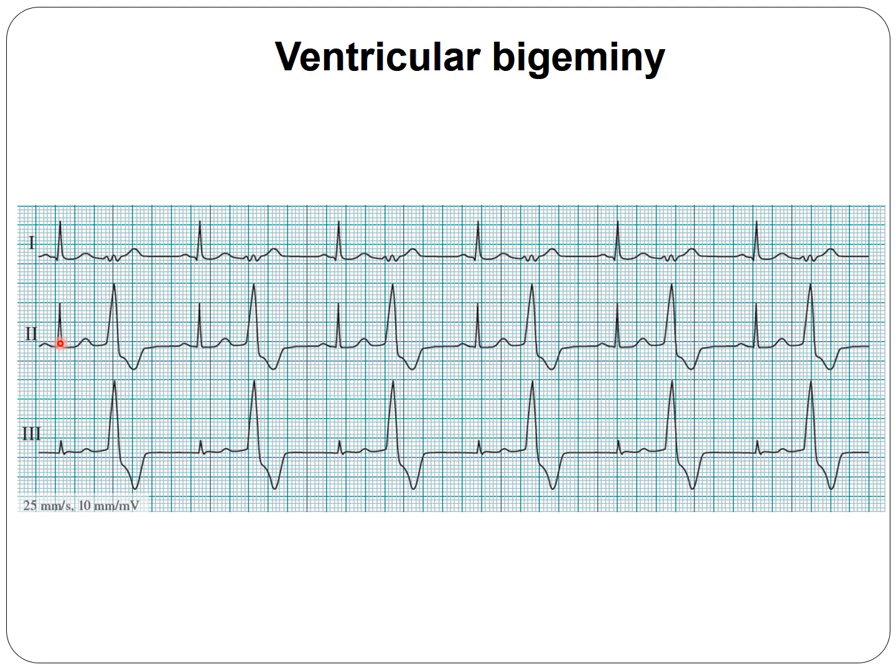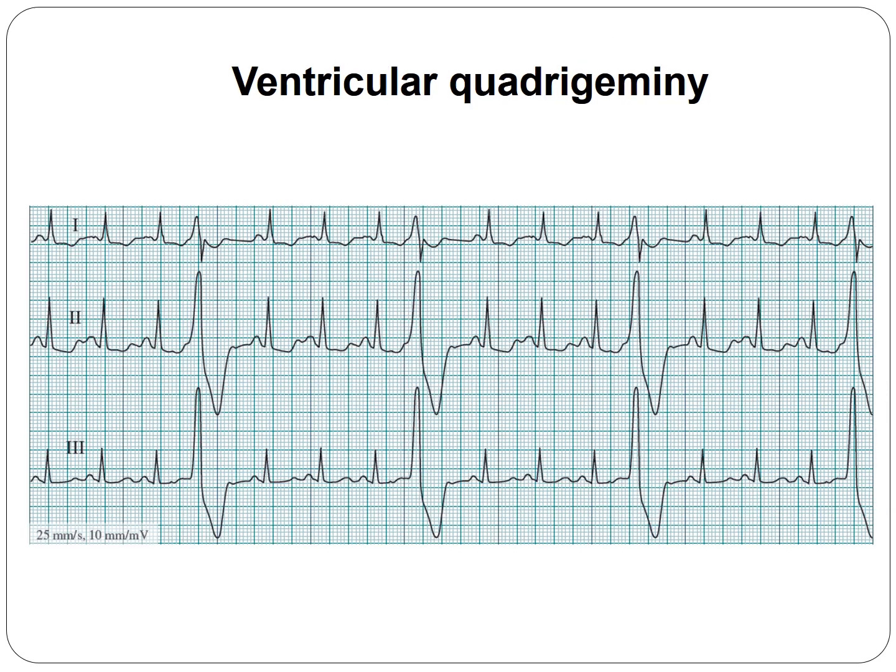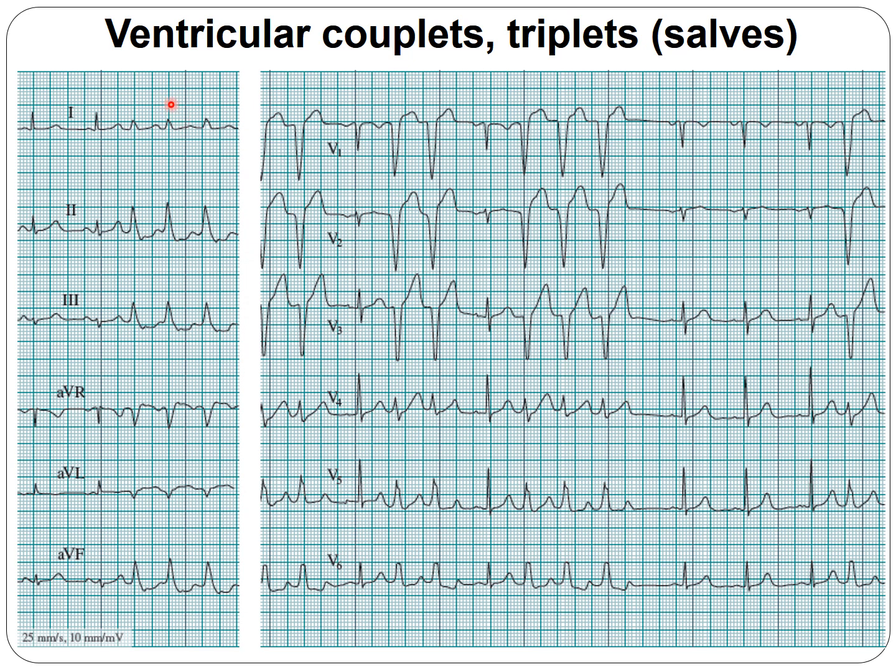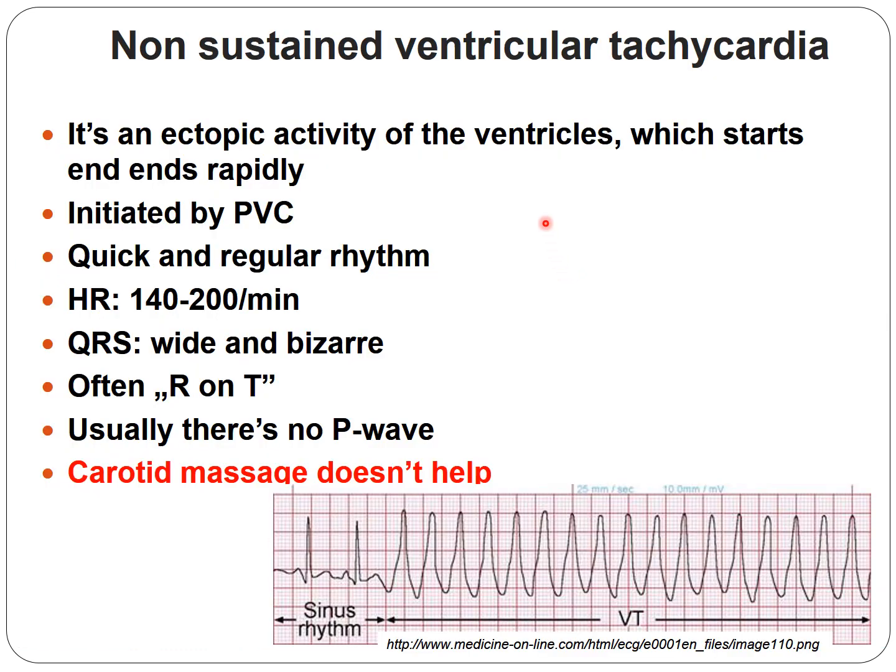Here we can see that every second beat is a premature beat, so that's a ventricular bigeminy. Here the quadrigeminy, because every fourth is a ventricular premature beat. Ventricular couplets or triplets or salvos, these are couplets, triplets. And when we have more, that causes tachycardia.